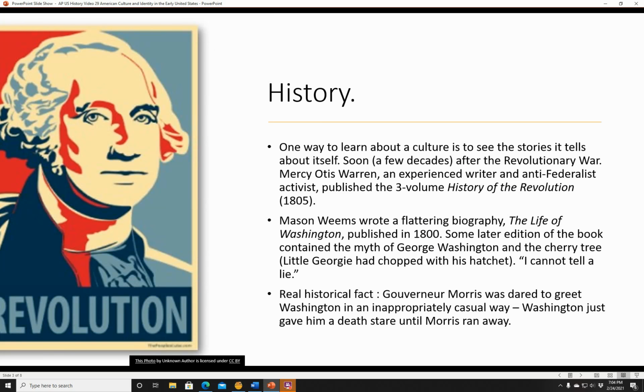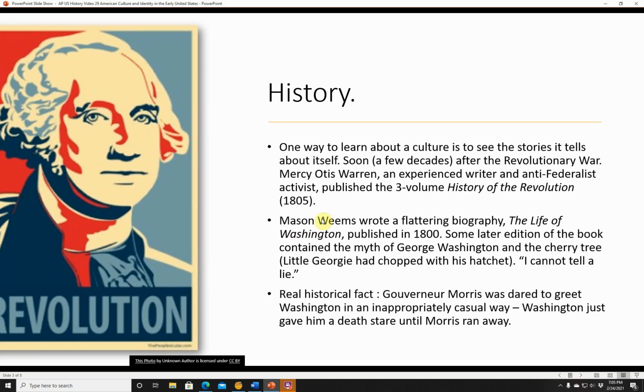History. One way to learn about a culture is to hear the stories that it tells about itself. A few decades after the Revolutionary War, Mercy Otis Warren, an experienced writer and anti-federalist activist, published a three-volume History of the Revolution, 1805. Mason Weems wrote a flattering biography entitled The Life of Washington, published in 1800.